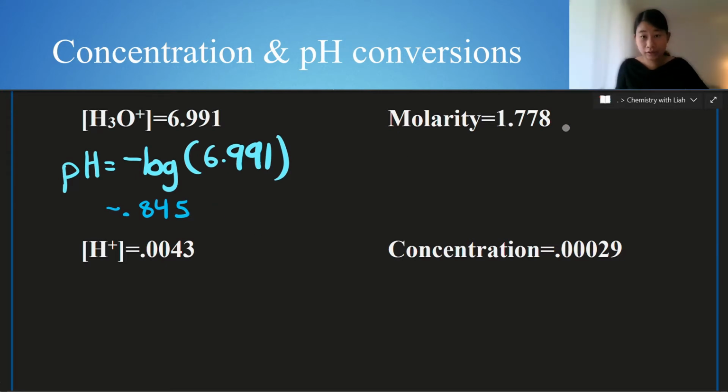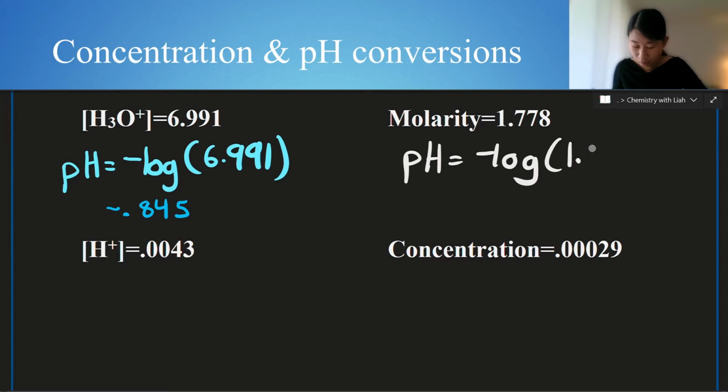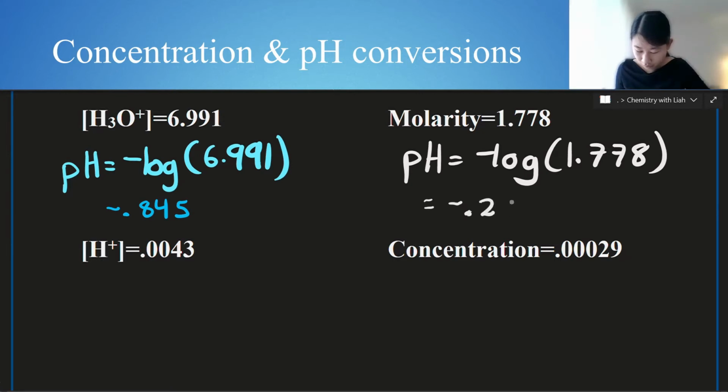Let's do this next one here. So molarity is equal to 1.778. Alright, so to find pH, we know that pH is equal to the negative log of the concentration. In this case, it's given in molarity, so we're just going to do the negative log of 1.778. If you do this, you get negative 0.2499 for the pH. Now going down here, the concentration of the H+ ion is given as 0.0043.